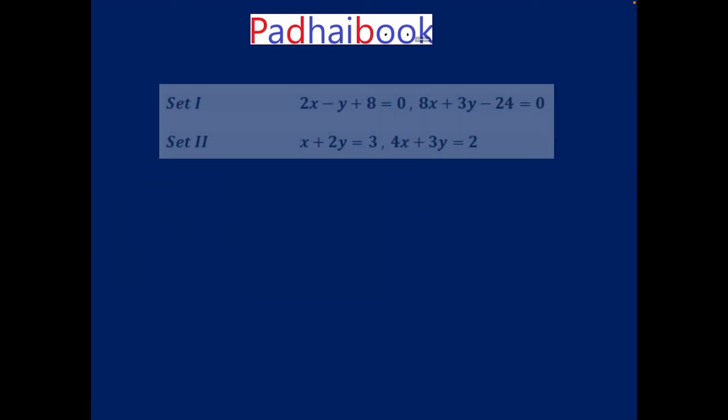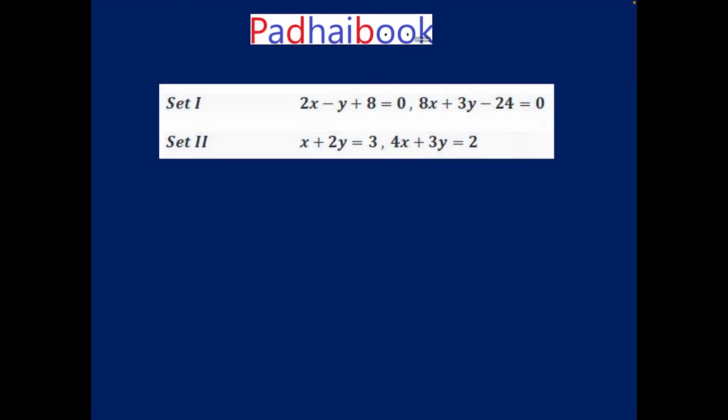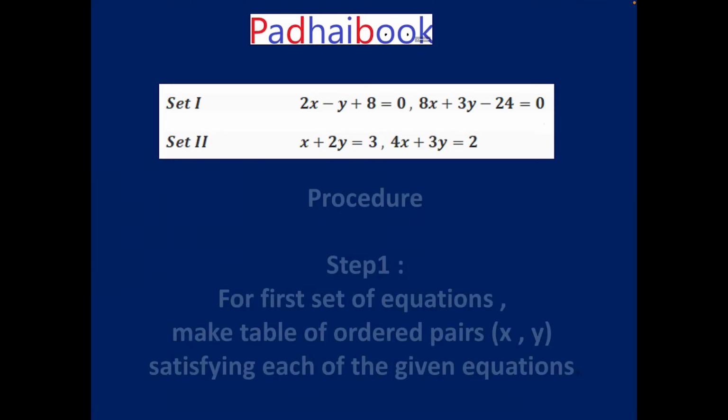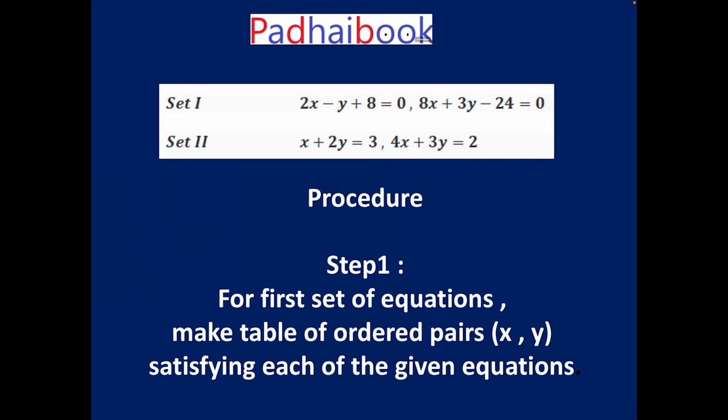So what we will do in this activity, we will be given two sets of equations, and we are going to plot these two sets of equations on the graph. So let's see the procedure. For the first set of equations, we are going to make the table of ordered pairs x, y satisfying each of the equations. And similarly, we are going to make it for the second also.